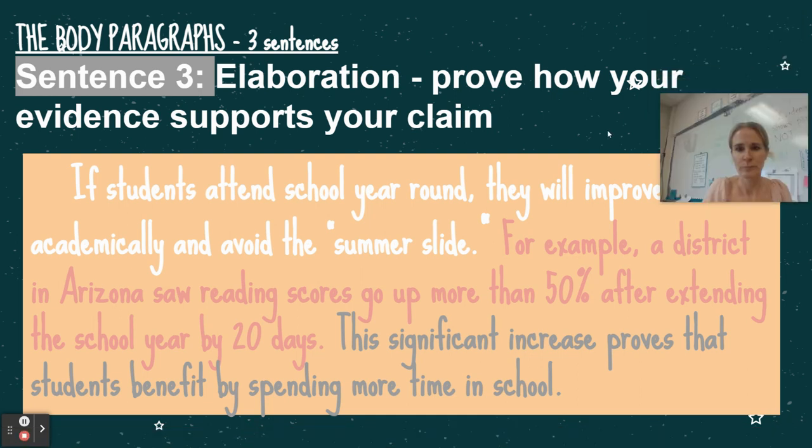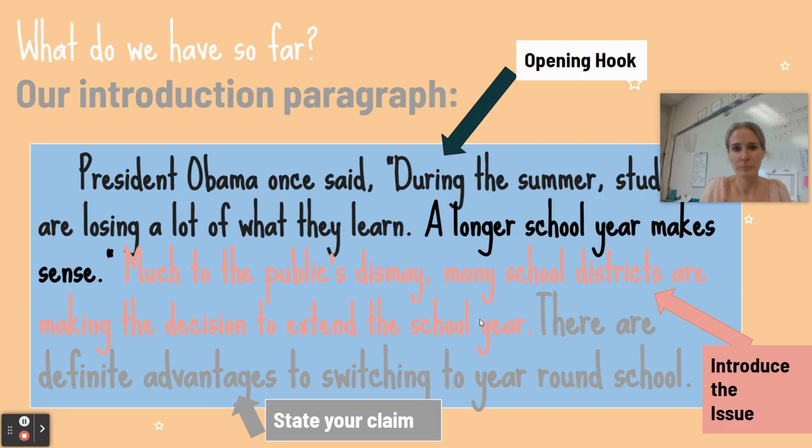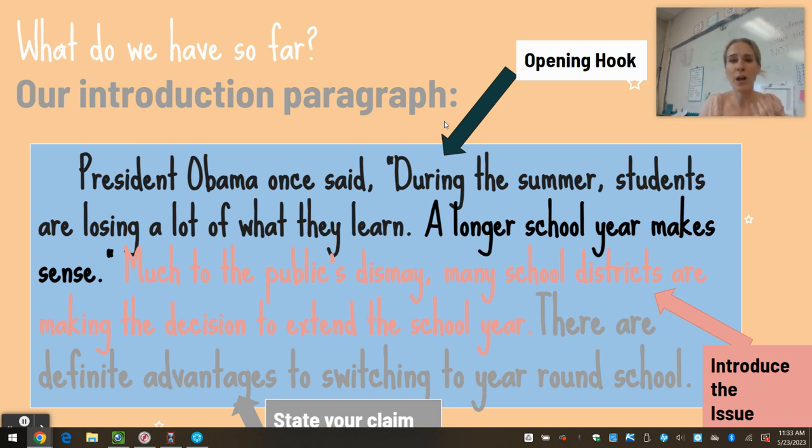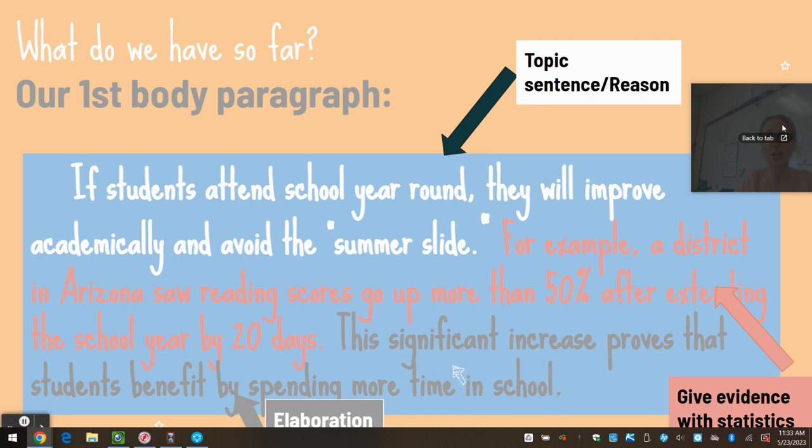The word proves is a critical piece in our elaboration, right? Because we're showing that your evidence proves the reason. And then if you look, I talk about the significant increase. That is taken directly from the evidence about reading scores going up more than 50%. And I tied that into the reason I gave, that they would benefit academically by spending more time in school. So I referenced the evidence and I referenced the reason I gave. All right, so now we have so far our introduction paragraph with our opening hook, introduced the issue, stated the claim. Then we have our first body paragraph where I gave my first topic sentence or reason. Then I gave evidence with statistics, and then I did my elaboration.